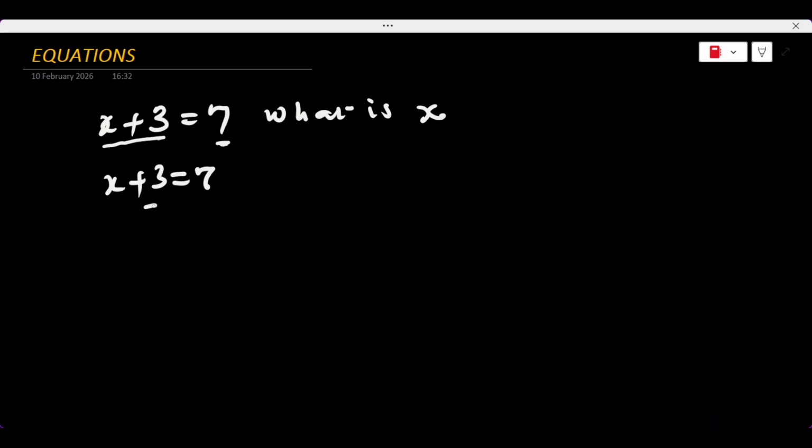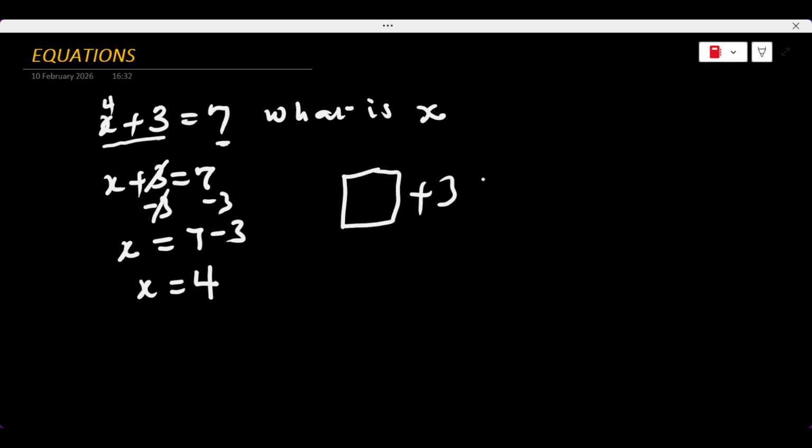So what it means is that you write minus 3 here and then minus 3 here. So plus 3 and minus 3 is 0. It cancels out. It's null and void. So we now have X at this side equals 7 minus 3. So X is equal to 7 minus 3 gives us what? 4. So it tells us that when you put 4 here plus 3, it should give you 7. And it's the same thing if you have a box plus 3, it should give us 7. This box here should be 4. I hope that is clear.